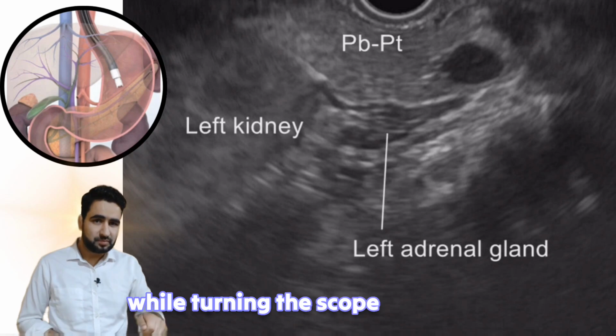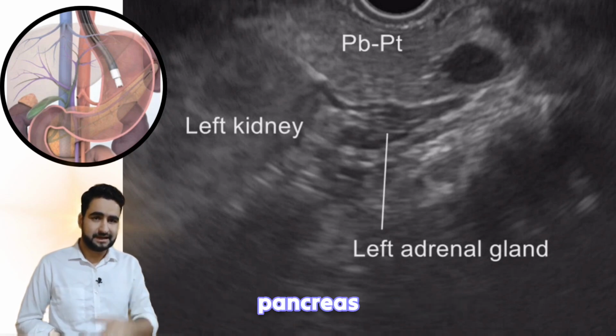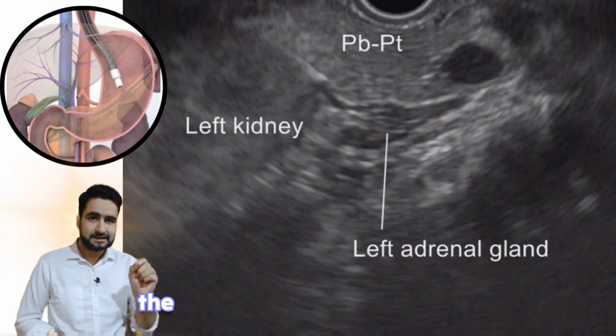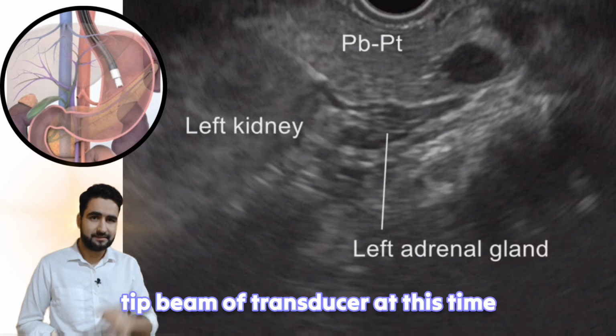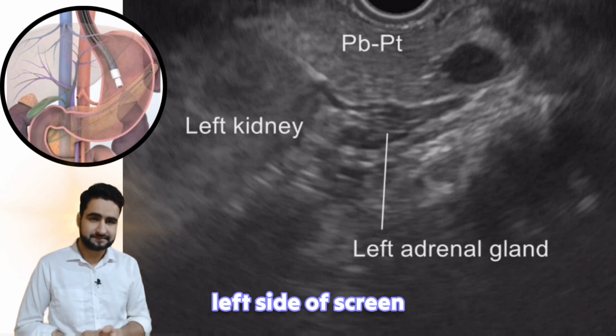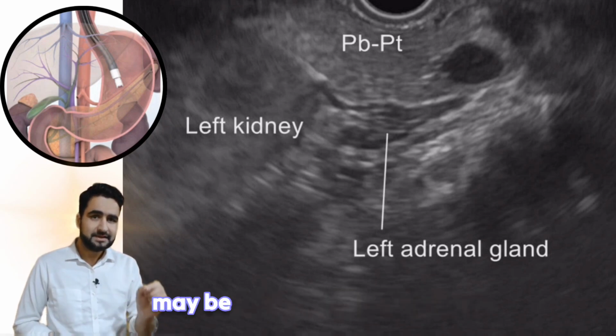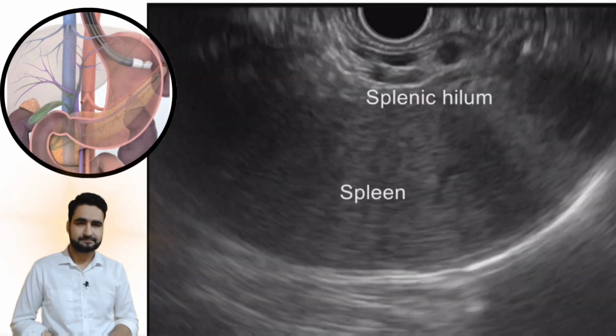While turning the scope clockwise, observe as far as the tail of pancreas. Typically, the left kidney is imaged on the tip beam of transducer at this time. That's why it will be imaged on the left side of screen. Sometimes the left adrenal gland may be also seen in this area.